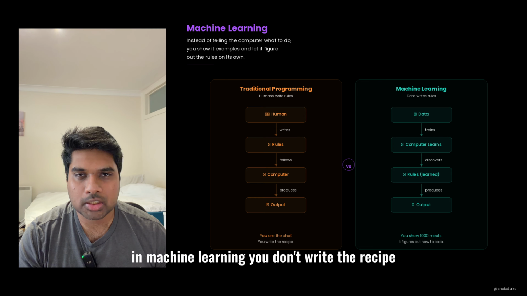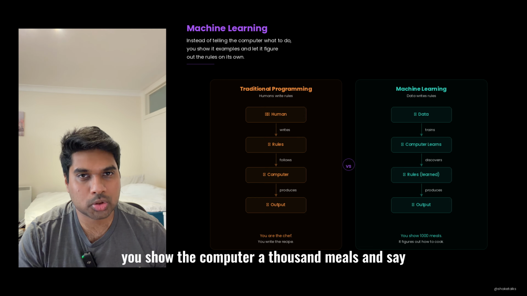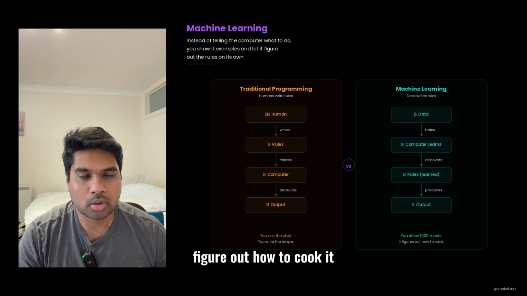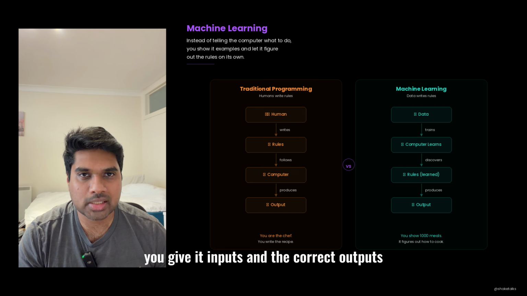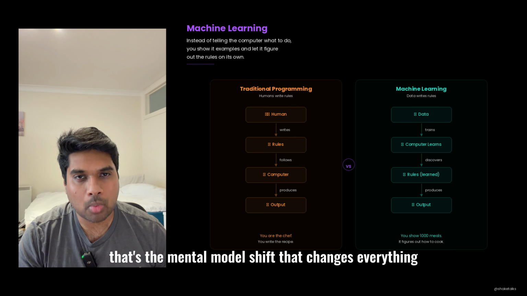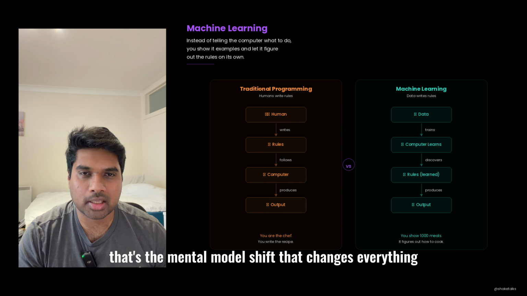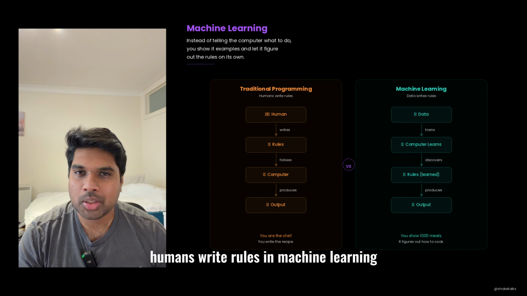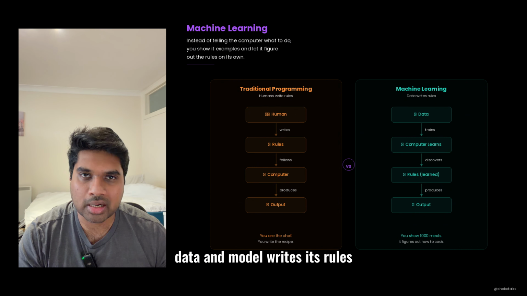In machine learning, you don't write the recipe. You show the computer 1,000 meals and say, figure out how to cook it. You give it inputs and the correct outputs, and it works backwards to learn the rules connecting them. That's the mental model shift that changes everything. In traditional programming, humans write rules. In machine learning, data and model write the rules.